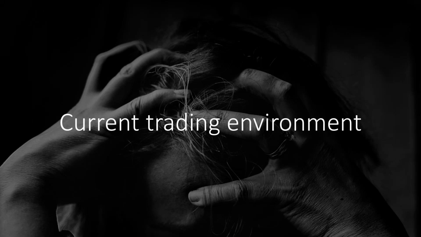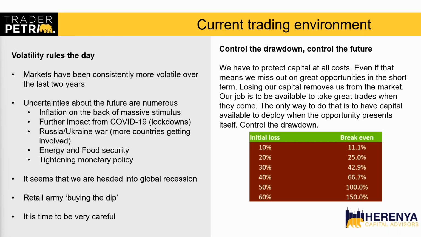In any case, let's look at the current trading environment as a starting point. Currently, markets have been really challenging, as I mentioned before, right? Over the last 2 or so years, markets have been consistently more volatile. This is for good reason. There are lots of uncertainties around what the future holds. So inflation, on the back of the massive stimulus programs that basically every central bank around the world has been running over the last 2 years to try and mitigate some of the negative impacts of COVID, is starting to backfire a little bit, because we've printed so much money that inflation is almost the only result that we can expect from here.